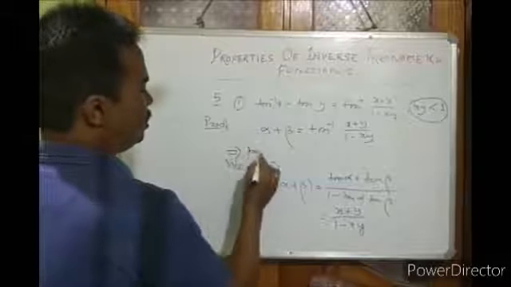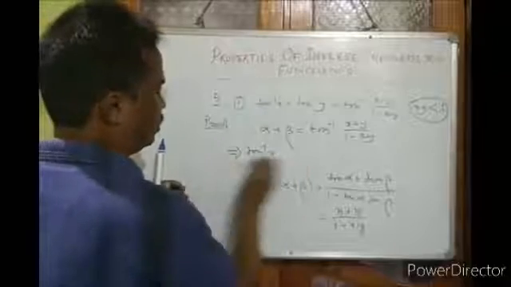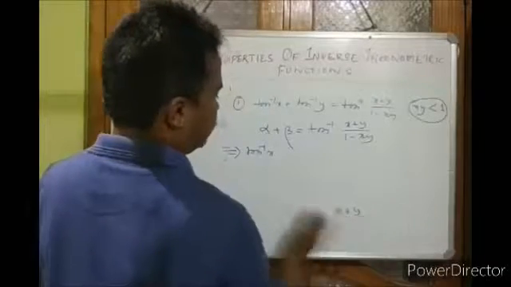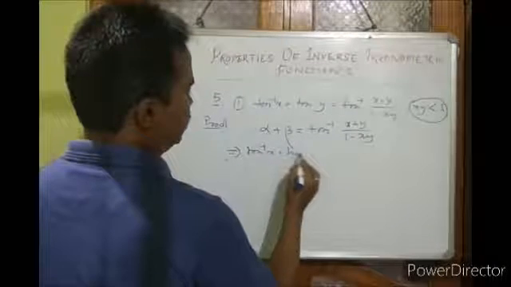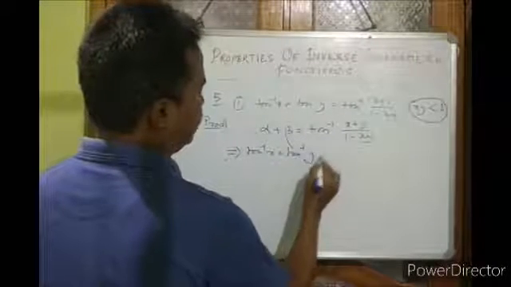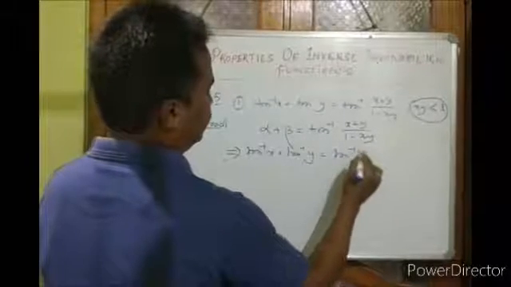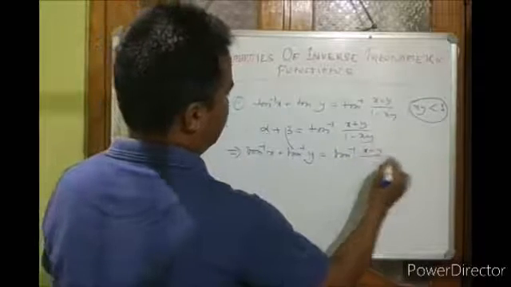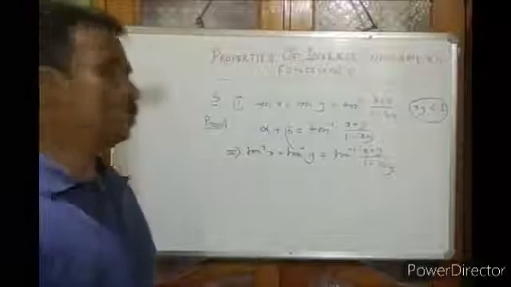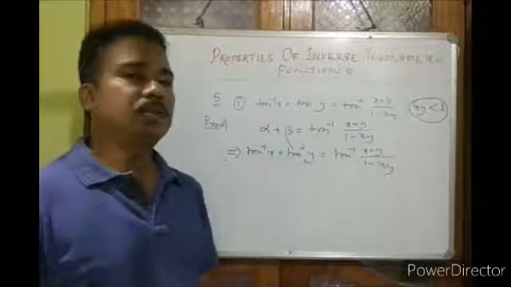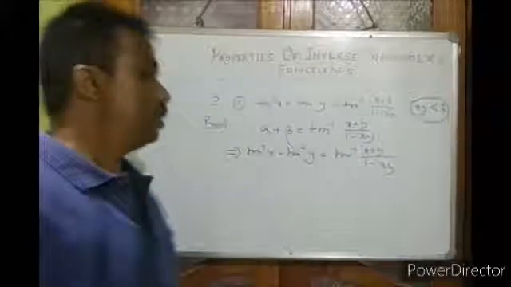Now this implies alpha is tan inverse x and beta is tan inverse y. So tan inverse x plus tan inverse y is equal to tan inverse of (x plus y) divided by (1 minus xy). As for the domain, there is no need to write it, you can check it. That xy less than 1 should obviously be there.